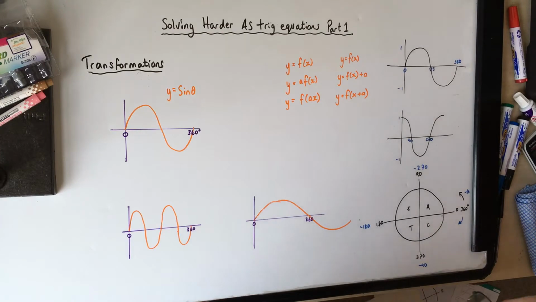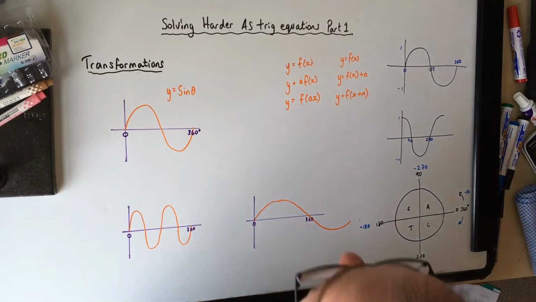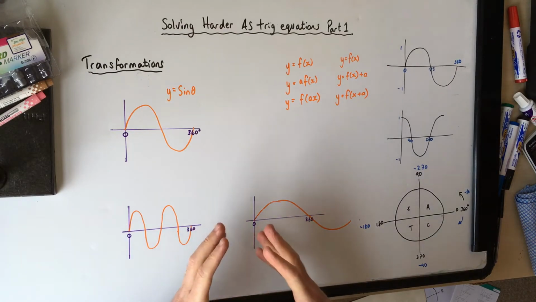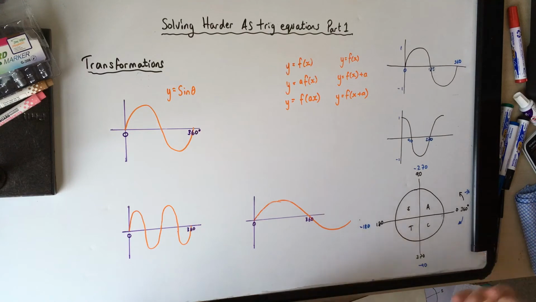Okay guys, welcome back. Today we're going to be looking at solving harder AS trigonometry equations, and I'm going to run through that with you. This will help you with exercise 10E. I'm going to do it in two parts, so I'm going to do a part 2 because exercise 10F has the quadratic sides and other aspects which I'm going to look at in another video.